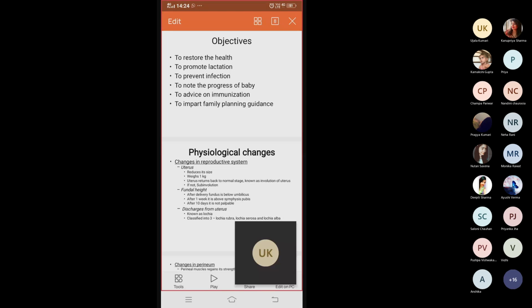Fine. So what are the objectives of the normal puerperal time period? You have to restore the health of the mother and also the baby. Next, to promote lactation and to prevent infection, again for mother and baby. You have to prevent the mother and baby from all sorts of infection. You have to note the progress of the baby in terms of height, weight, or other developmental milestones. And also you have to advise immunization of the child and impart family planning measures or techniques. Now if you see the next slide, it is the physiological changes during the puerperal time period.